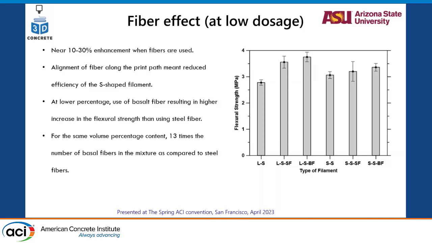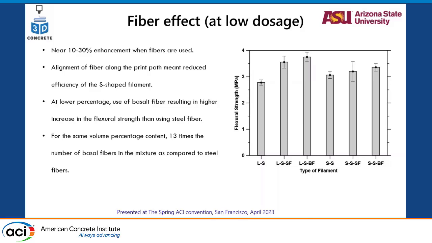A thing to note here is that S did perform better when there was a non-fiber mix, but now in a fiber mix, the linear model performed better than the S-shaped mix. This is basically because it has been established in literature quite well that the fibers tend to align in the direction of print. So the linear print, having the print direction along the length of the beam, resulted in more fibers being aligned along the length of the beam, basically giving it a better crack bridging capacity with the fibers being aligned on the line.